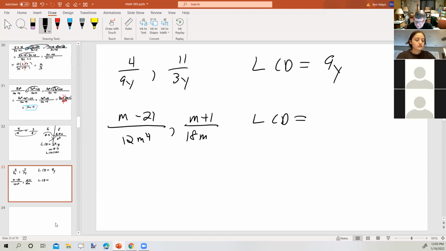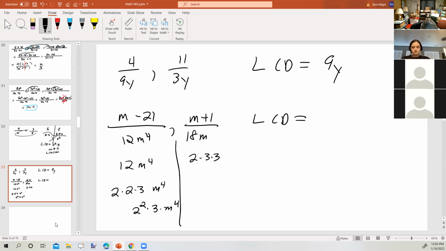12m to the 4th, 18m. What's the least common denominator? Well, let's see. 12m to the 4th would be 2 times 3 times m to the 4th. So 2 squared times 3 times m to the 4th. 18 is 2 times 3 times 3. So 2 times 3 squared times m. Okay, so the prime factorization of 12m to the 4th is 2 squared times 3 times m to the 4th. The prime factorization of 18m is 2 times 3 squared times m.